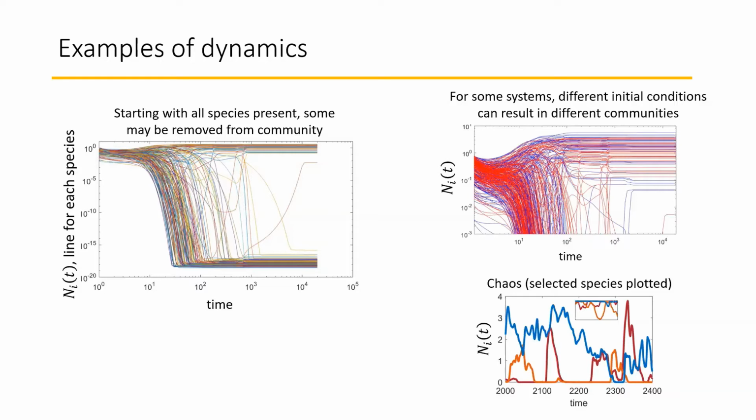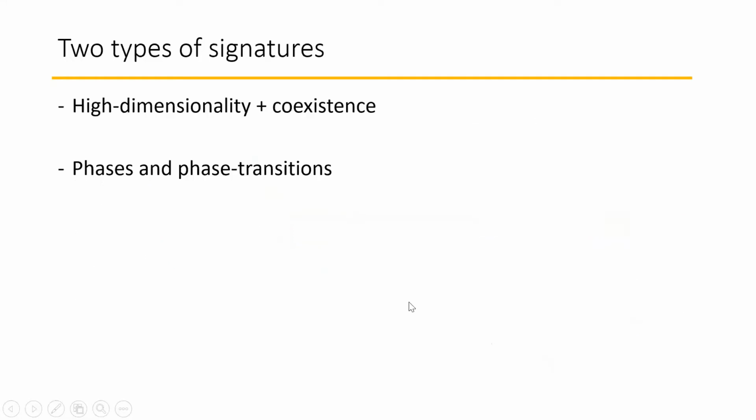Another outcome that we see is chaos. You basically see persistent fluctuations forever and ever. They're very unpredictable, and it's something like what we're seeing here. These are 3 selected species out of a large community, just to give you an idea of what happens. You see that species die, then you don't see them for a while, and then they bloom, and so on.